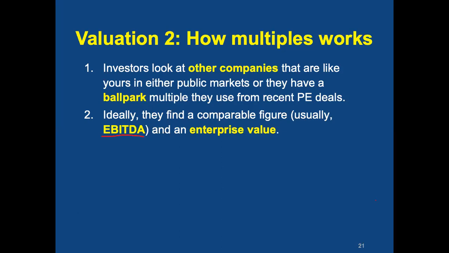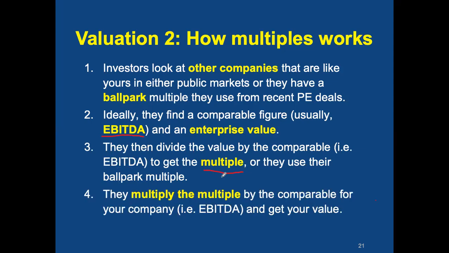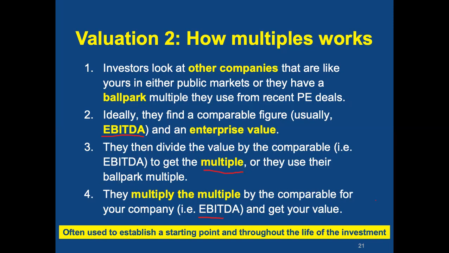But anyhow, what they're going to do is try to find a number, which is usually EBITDA, and the enterprise value. Don't worry, again, I'll take you through an example of this. They then divide the value by that figure, and they get a multiple. Okay, so this is the key thing, this multiple here. That's what we all want. And then they multiply the multiple by your figure, so your EBITDA. All right. So if that's a little confusing, I will walk you through a good example right here.